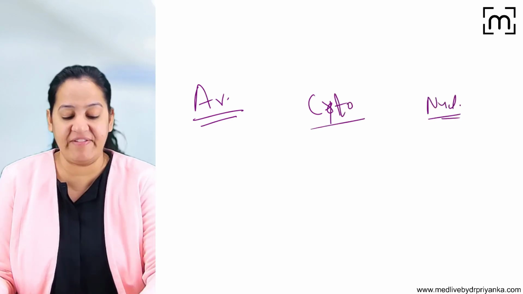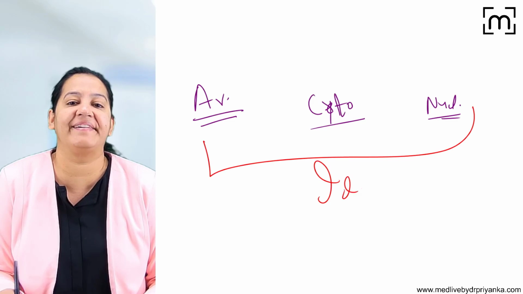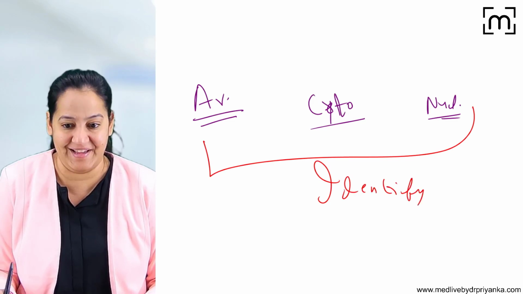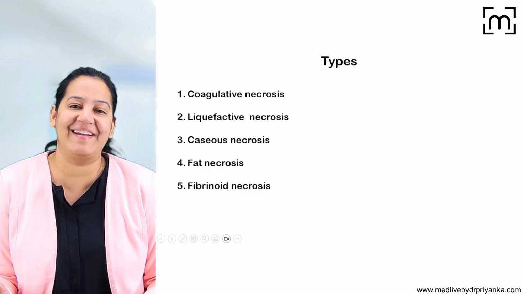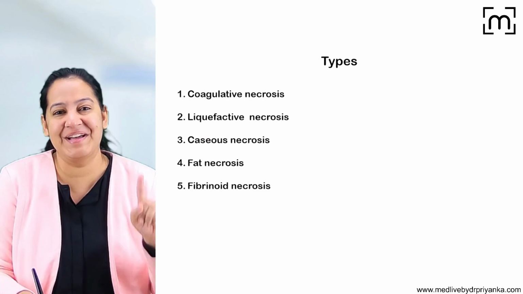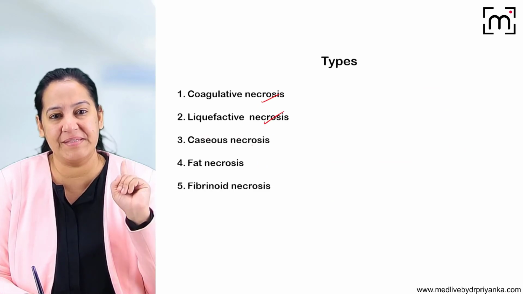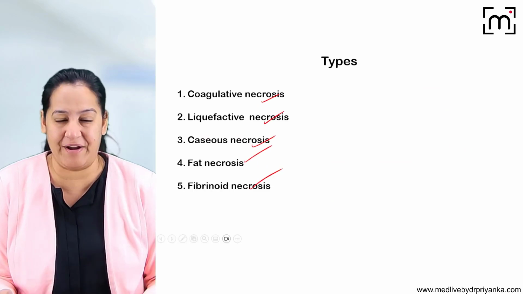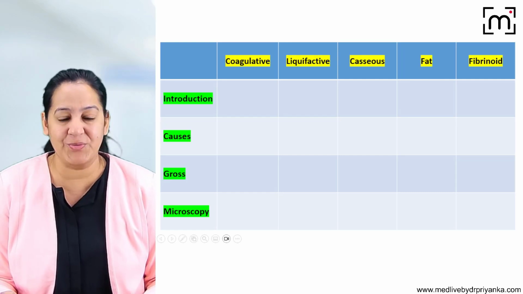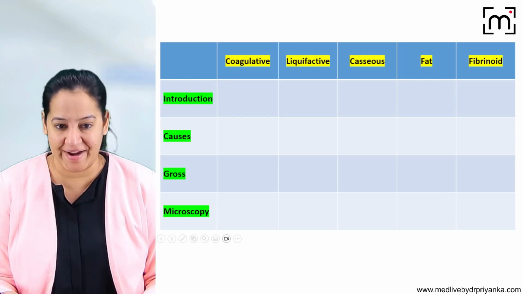So if we are having these 3 details, we can identify a cell. If you got this concept clearly, let's start the 5 types of necrosis: coagulative necrosis, liquefactive necrosis, caseous necrosis, fat necrosis, and fibrinoid necrosis. I request all my dear students to make a comparative table between them right now.